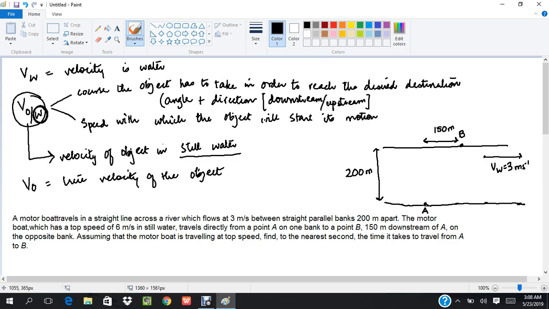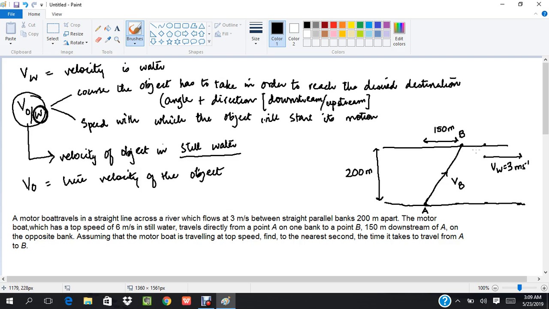So the line connecting A and B is going to be the direction of the true velocity of the object, that is the true velocity of the boat. Now, because I want to go from A to B, obviously this is not the direction that I would be taking, because if I take this direction, which is represented by the VB arrow, water is going to push me and I'll be ending somewhere probably here, and this is not what I want.